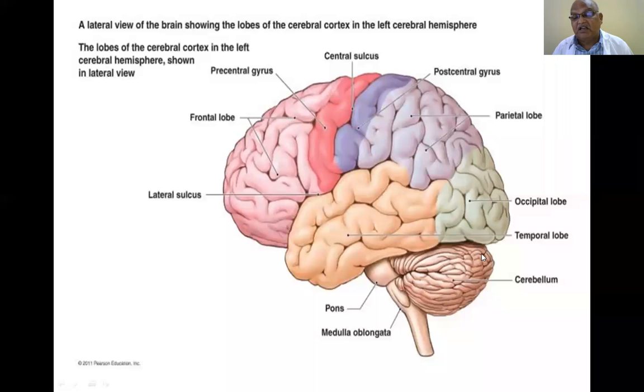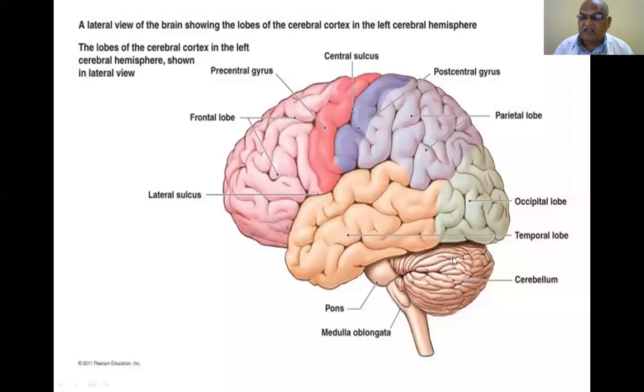This is the posterior cranial fossa. Midbrain, pons, medulla oblongata, and cerebellum constitute the hindbrain. In the hindbrain, the cerebellum is the largest part. In the whole CNS, the cerebellum is the second largest part. The first largest part of the central nervous system is the cerebrum.